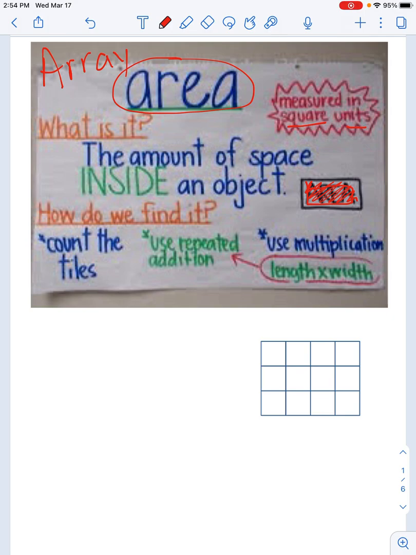So how do we find the area of a shape? Well, you'll remember last week we counted the tiles, we counted the squares. We could also use repeated addition, and we could do that because we know repeated addition is just multiplication. And since area is like an array, we're really just multiplying.